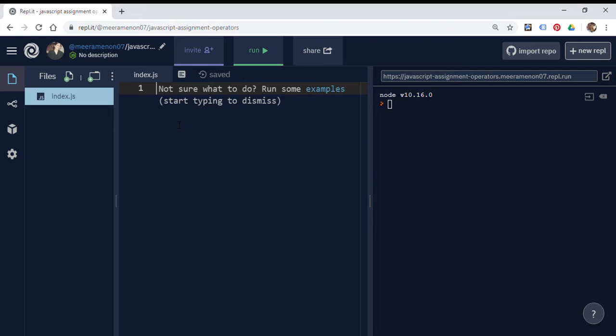Today I'll be discussing all about JavaScript assignment operators. Okay, let's start coding. In this assignment operator, we'll be first talking about the equal to operator. It's called equal to.